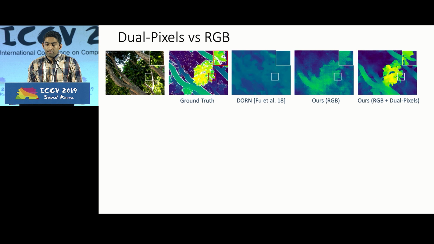Finally, we compare to predicting depth from just RGB. Using dual pixels is superior both to our method trained on RGB images alone and also to the state-of-the-art monocular depth estimation of Fu et al.